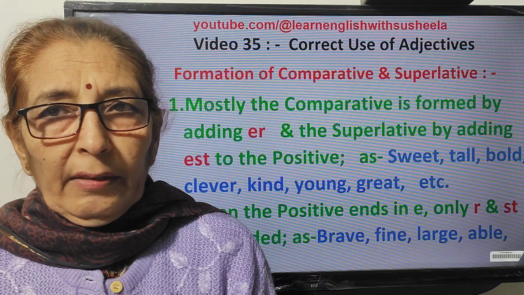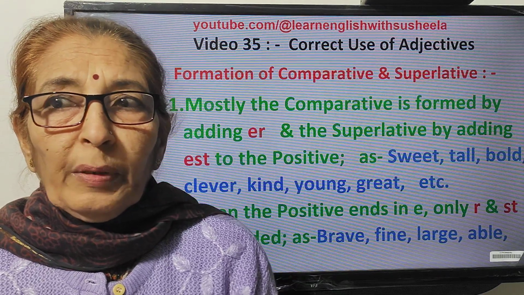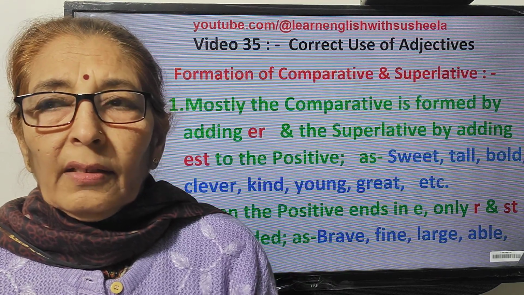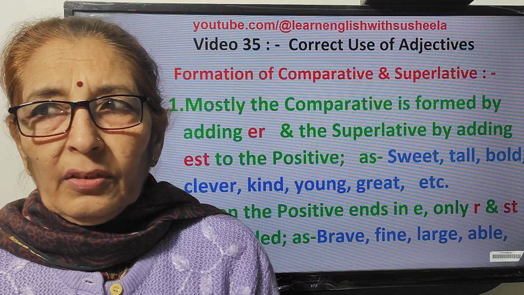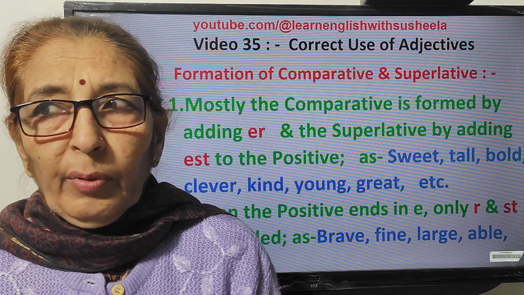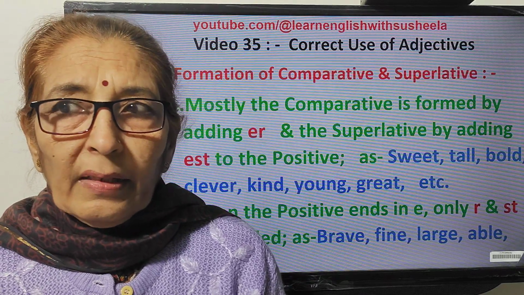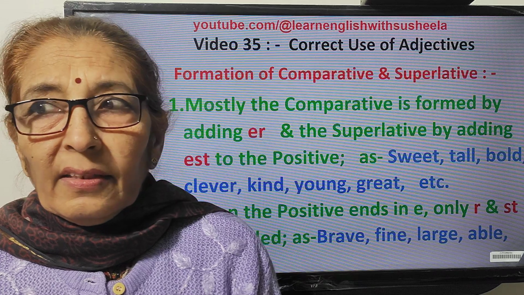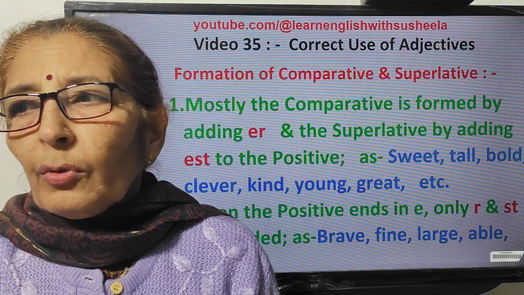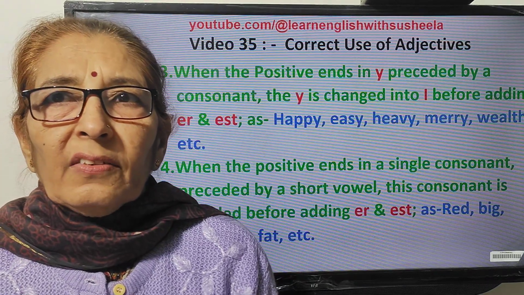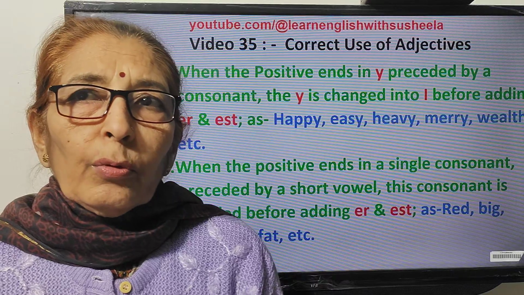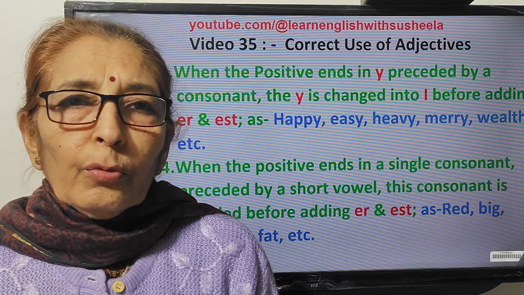In the same way for the superlative. Brave, ST is to be used, bravest. Fine, ST, that is finest. Large, ST, that is largest. Able, ST, that is ablest. And wise, ST, that is wisest. So this way we form the three degrees. Here I have told only some; there are two ways I told.